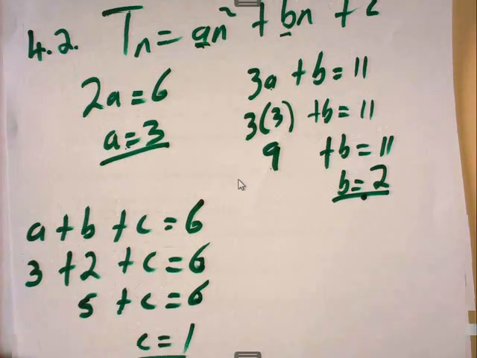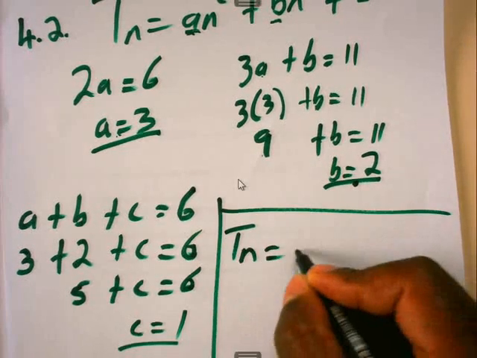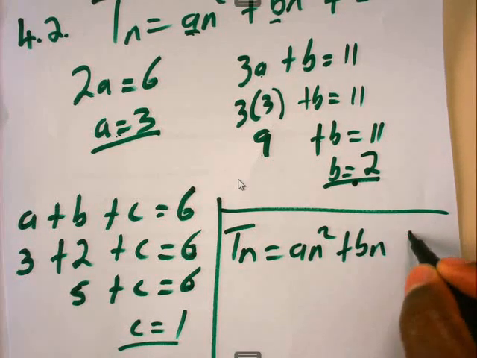Remember, the quadratic number pattern is given as Tn equals an squared plus bn plus c.